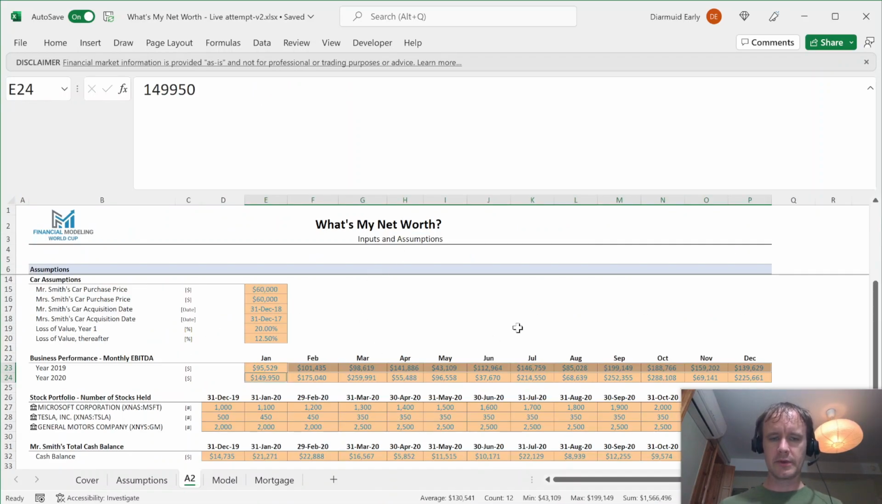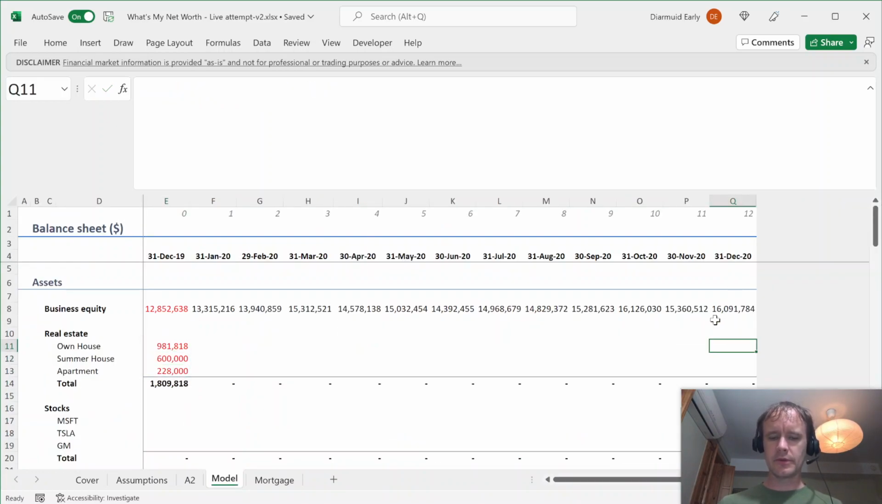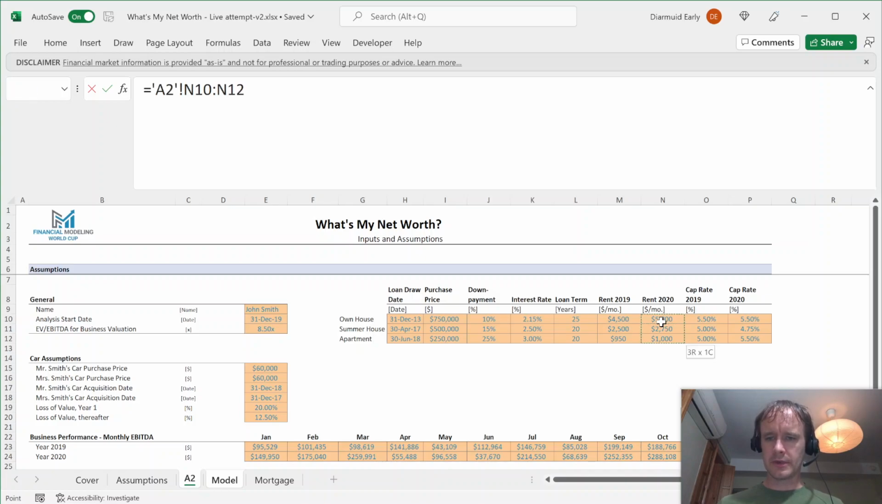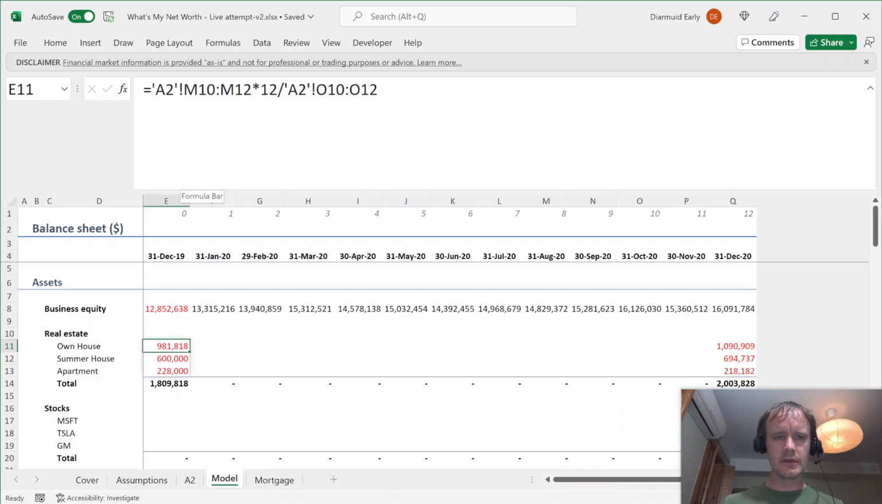Real estate, we're valuing on cap rates and market rents. So we've got market rent for each one of them, monthly rent for 2019 and a cap rate, and monthly rent for 2020 and a cap rate. So here we're just going to say the monthly rent for 2019 times 12 gives the annual rate divided by the cap rate, gives you the valuation at the end of 2019. And we do the same thing for 2020, the monthly rent times 12 divided by the cap rate gives you the valuation at the end of 2020. Did I get that right? Yes. And so if I flip between these, I should just see M changing to N and O changing to P, which I do. Good.